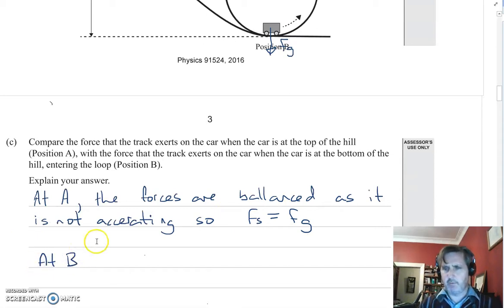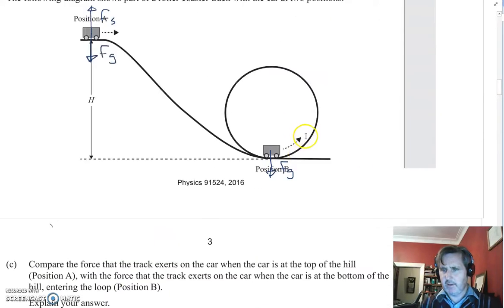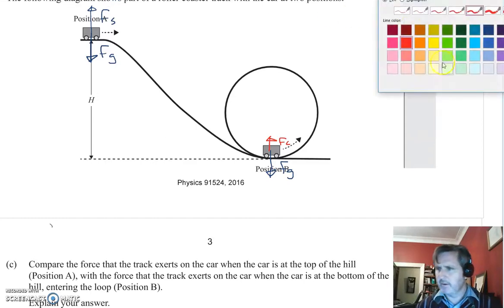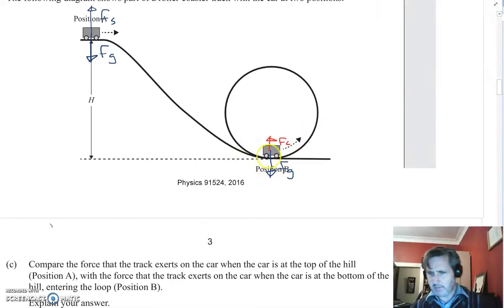Now B's a wee bit different because what we see with B here is it's actually beginning to move around in a circle. Okay, so it's starting to turn. So what we actually have here is a centripetal force. It needs that to turn. Now, in order to provide a centripetal force, you have to provide a support force that is large enough to cancel out all of the gravity and then produce a centripetal force. So we're going to get a support force like this.